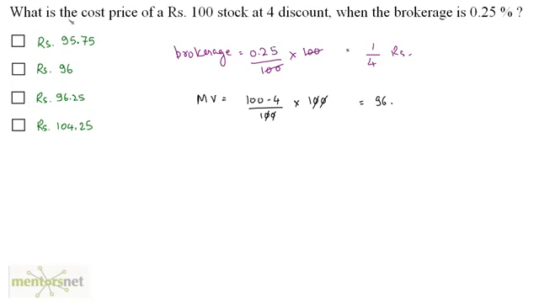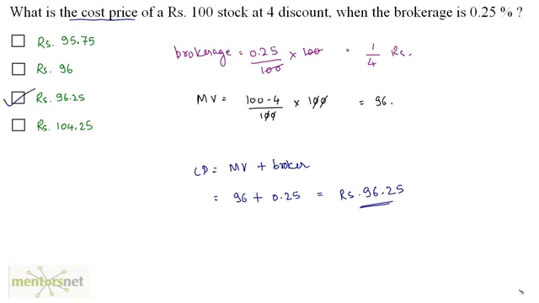Now you have been asked what is the cost price. Usually the cost price is the market value of the shares, but here you have to give the brokerage. So you need to add the brokerage to the cost price. So cost price is equals to the market value plus the brokerage, isn't it? So market value is 96 plus brokerage is 1 by 4, that's 0.25. So the cost price is rupees 96.25 of all of these shares. So option C is the correct answer.